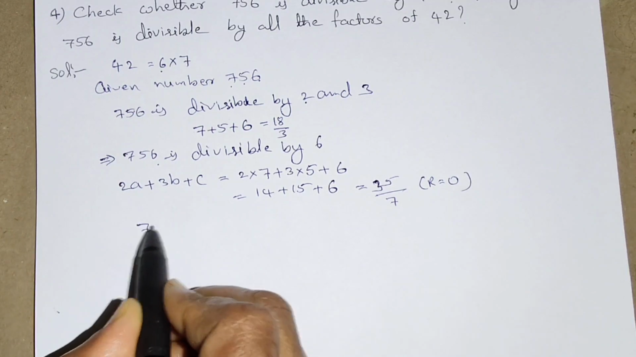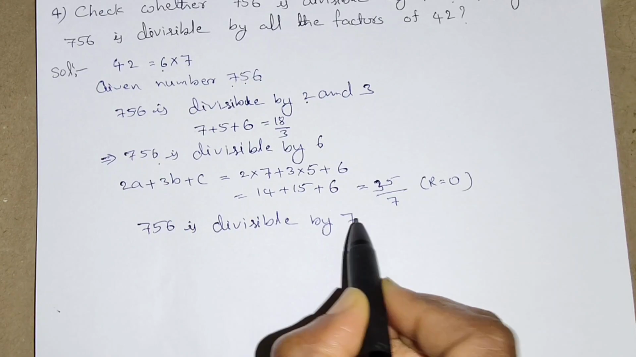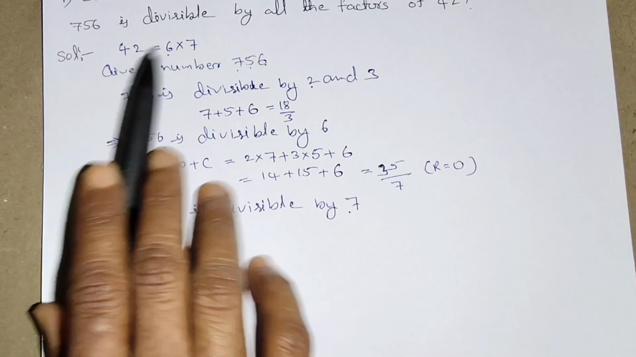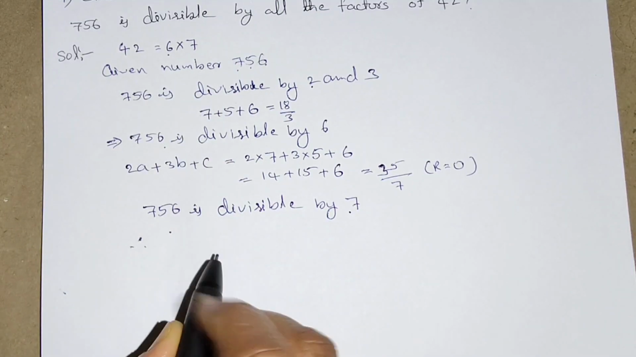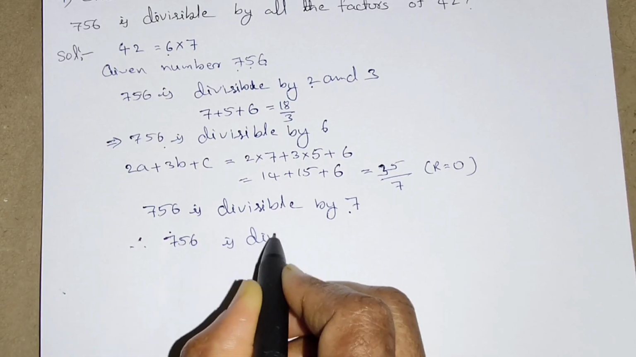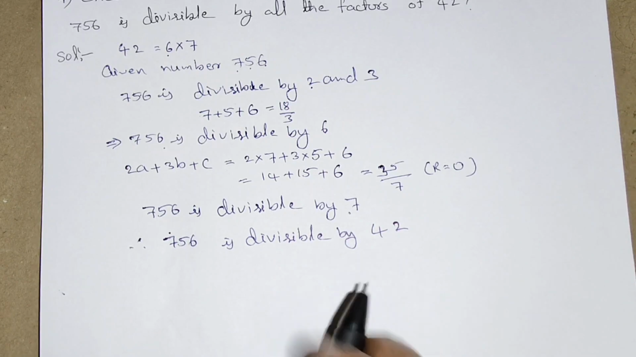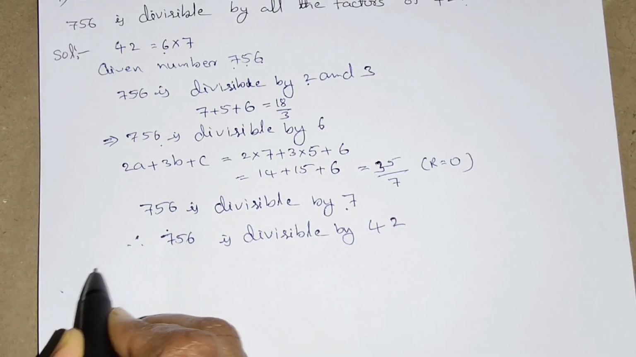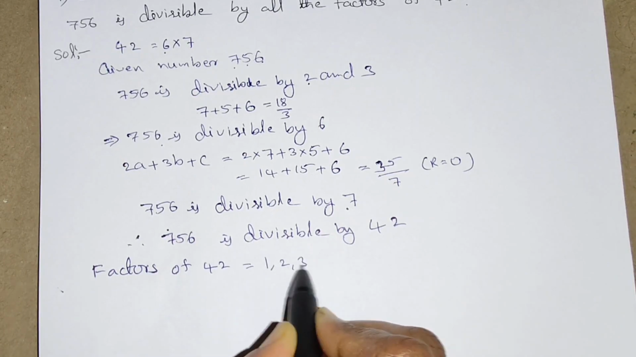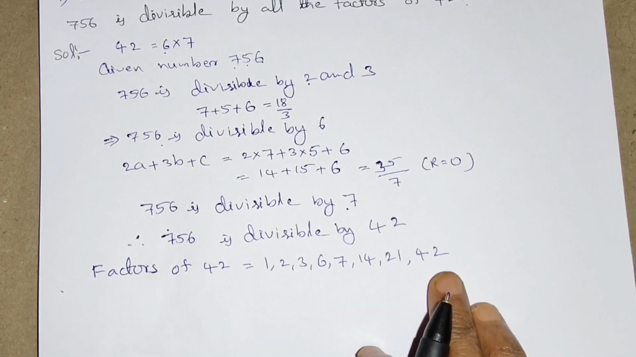So 756 is divisible by 7. Therefore this number is divisible by 6 and divisible by 7. So 42 is equal to 6 into 7, so automatically the number is divisible by 42. 756 is divisible by 42. Now we write the factors of 42. 42 equals 1, 2, 3, 6, 7, 14, 21, 42. So these are the factors of 42.